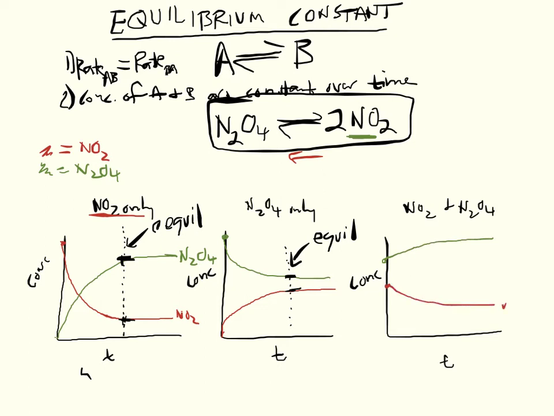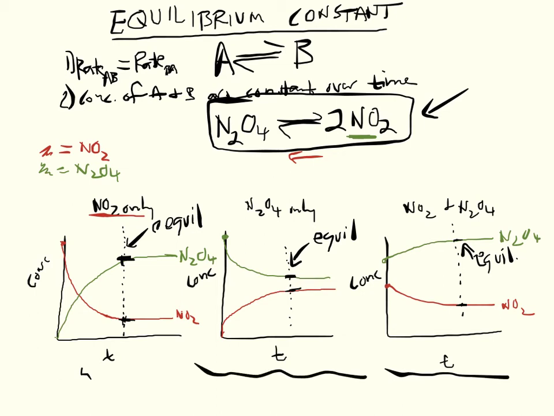Again, where red is NO2 and green is N2O4. Again, what we need to know is once we've hit the slope of 0 right here, this is where we've hit equilibrium. I want to emphasize one more time, you do not have to be able to predict, just given an equation, what these graphs would look like.